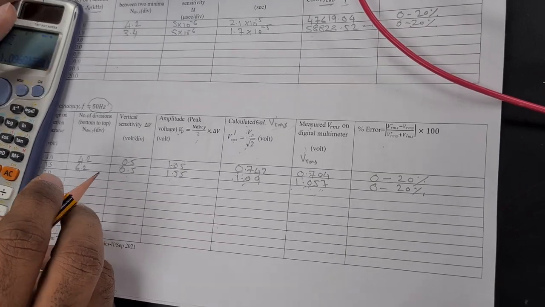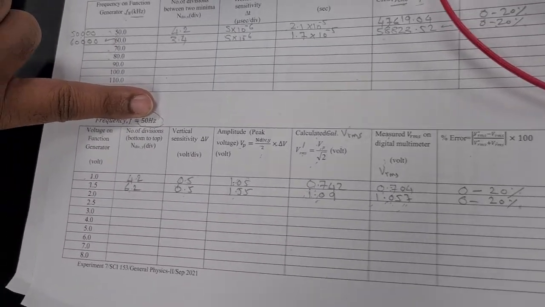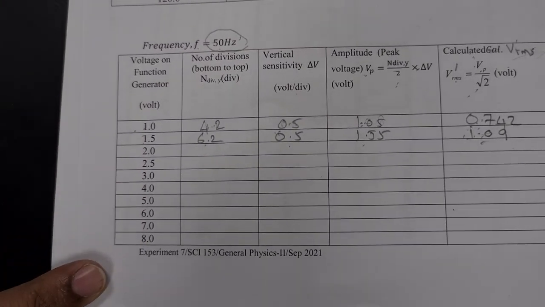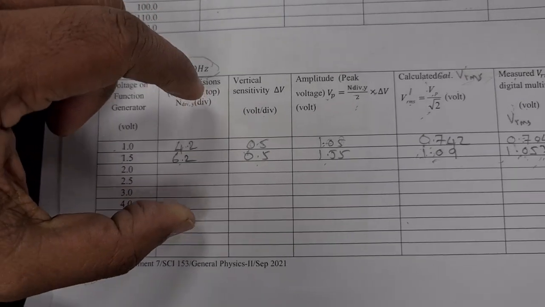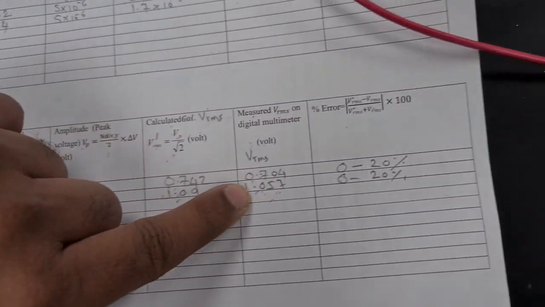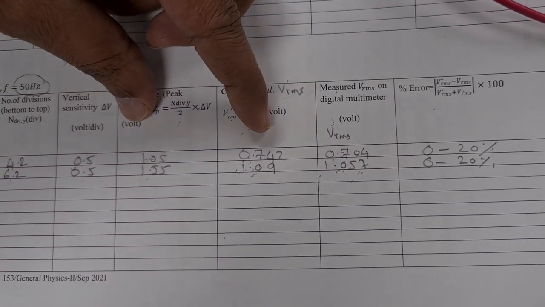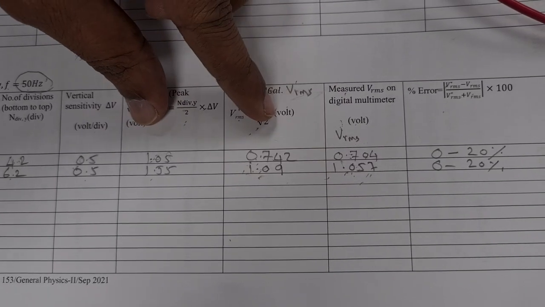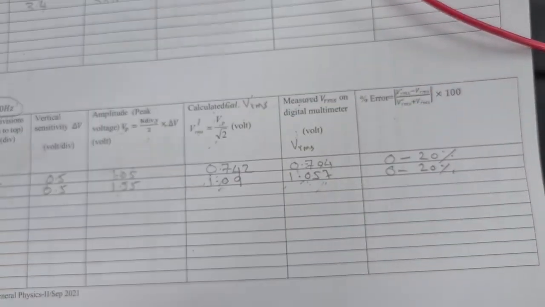Clear, my dear? So likewise, for the second table, you have to fix your frequency as a constant and only change the voltage. When you change the voltage, there will be a small variation in the second column, and you have to find what voltage appears on the multimeter. Then by using your calculator, you calculate the rest of the two things, and when you find the error percentage, for sure it is between 0 to 20.